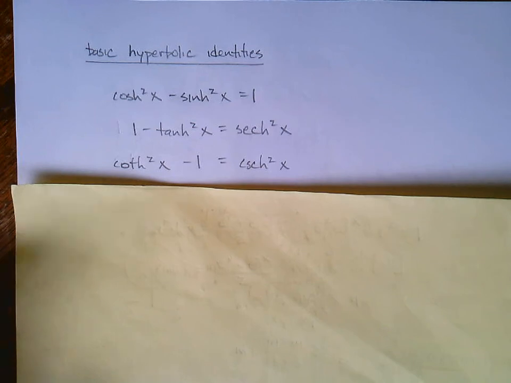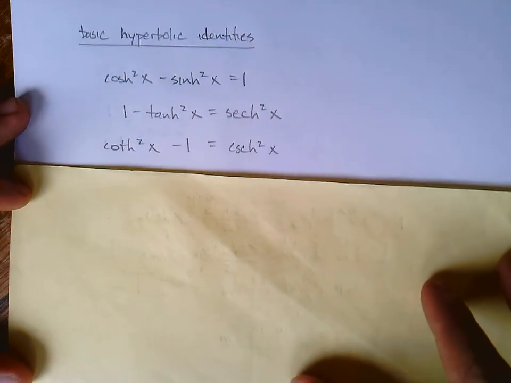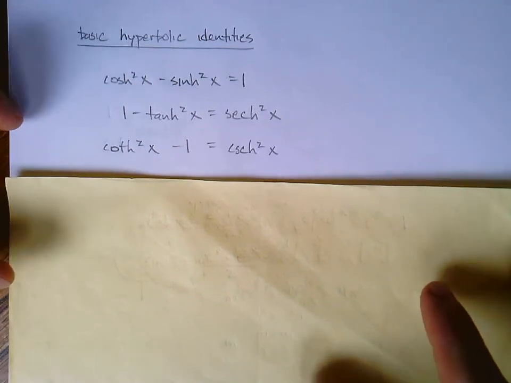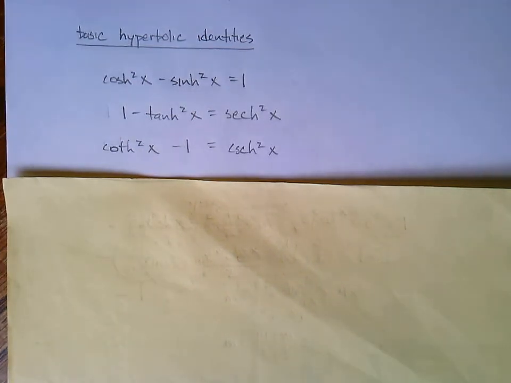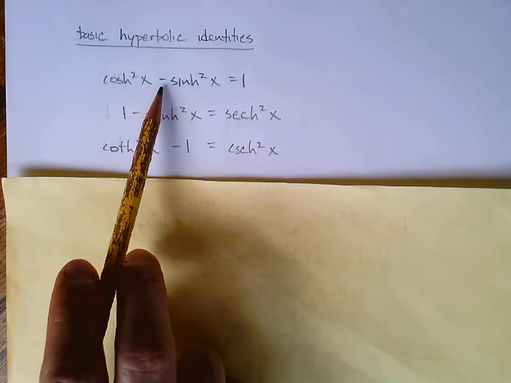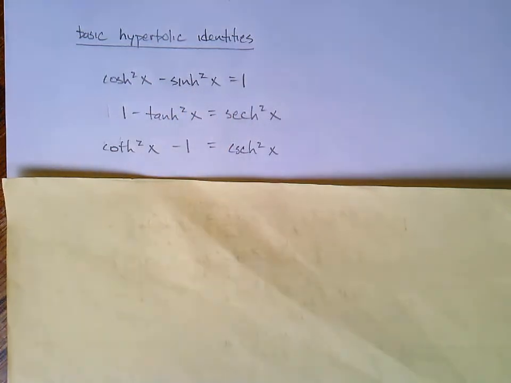While we're talking about identities, I want to list the 3 most important hyperbolic identities, and they might look very familiar. The 3 basic hyperbolic identities are very similar to the basic trig identities. We call them the Pythagorean identities in trig. Okay, so the first hyperbolic one: cosh squared x minus sinh squared x equals 1.